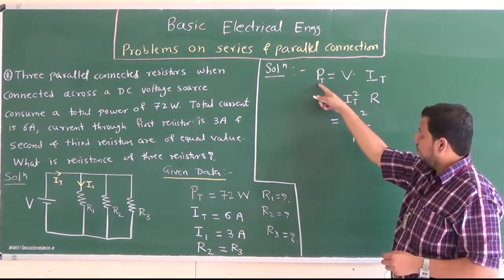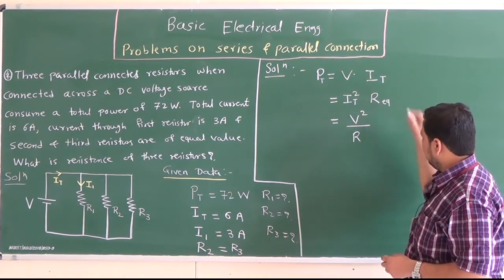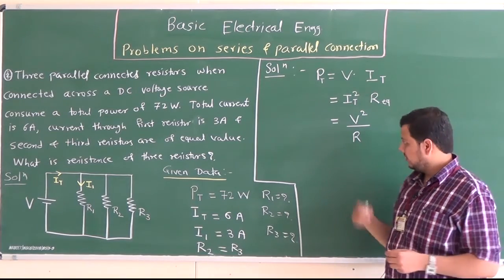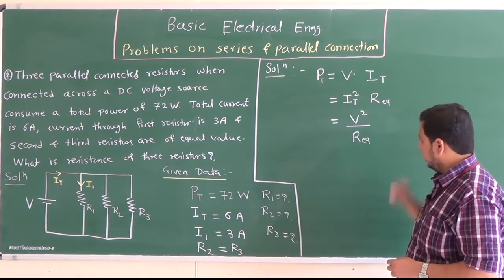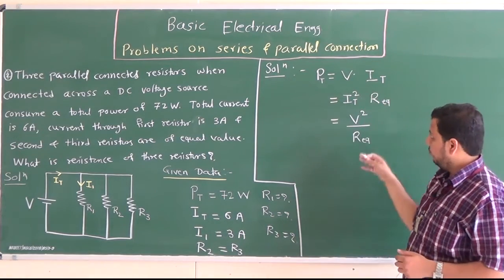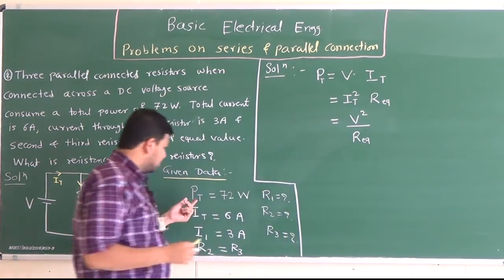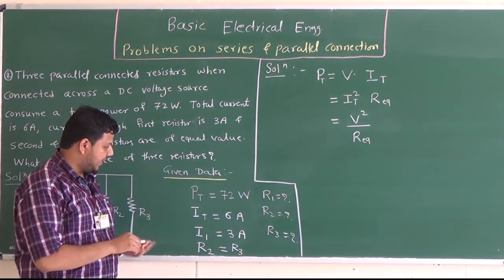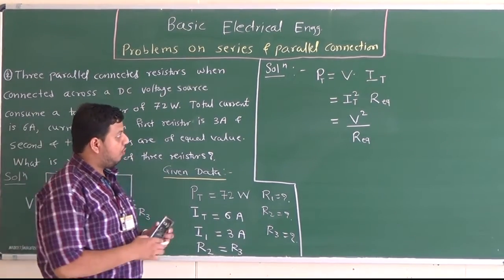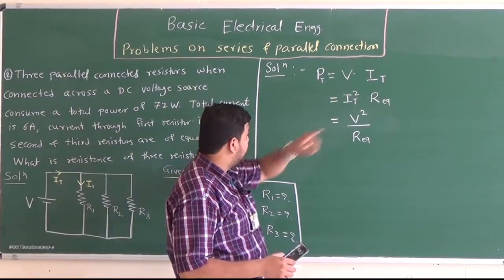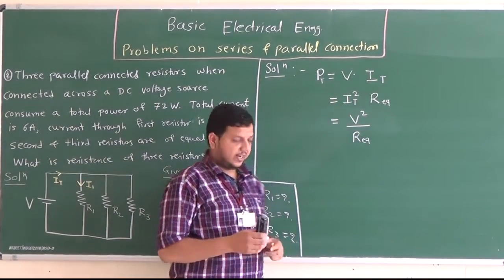Now when total power is given, it means we have to consider the total resistance or equivalent resistance. Now here it is V square divided by R equivalent. Now we have three formulae for power. Now here which quantities are given? So total power is given 72 watt, total current is given 6 ampere. So based on these two, what we can determine here, we can determine the voltage, supply voltage, as well as we can determine the equivalent resistance.